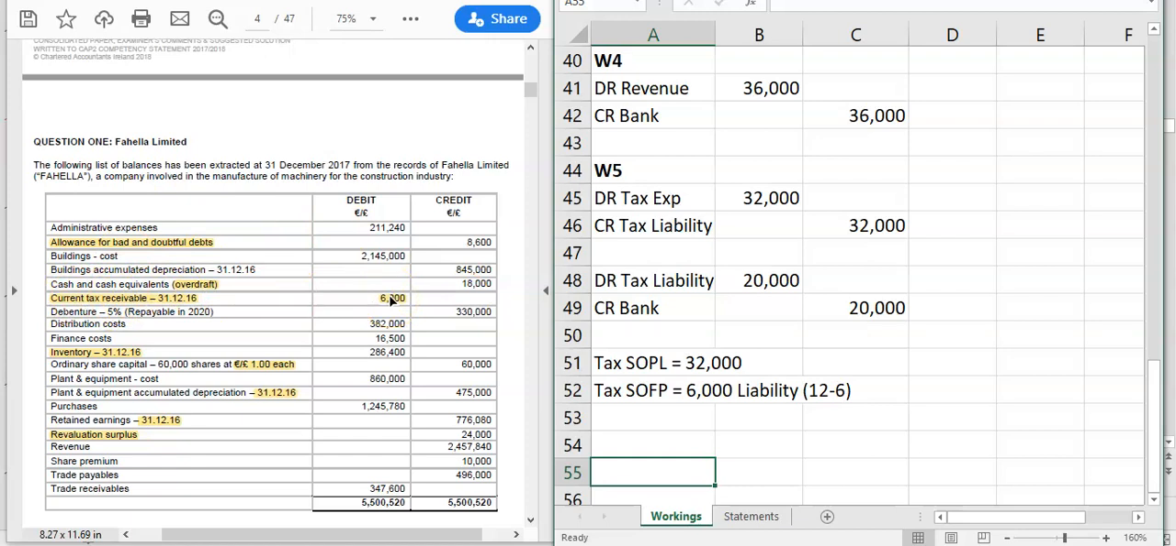Other times you can adjust it out for an over or under provision from last year. Just depends on the wording in the question and what stance the examiner has taken. So leaving it as a net liability of 6 or an asset of 6 and a liability of 12, both would have been fine in this instance.